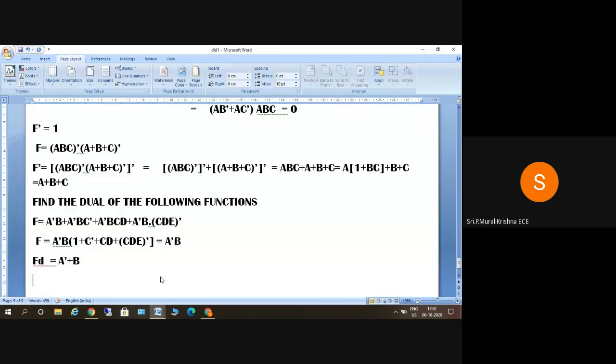The same way, find the dual for this one. Dual of f is equal to AB plus AC whole bar into A into B bar into C. So simplify this and tell me the answer.